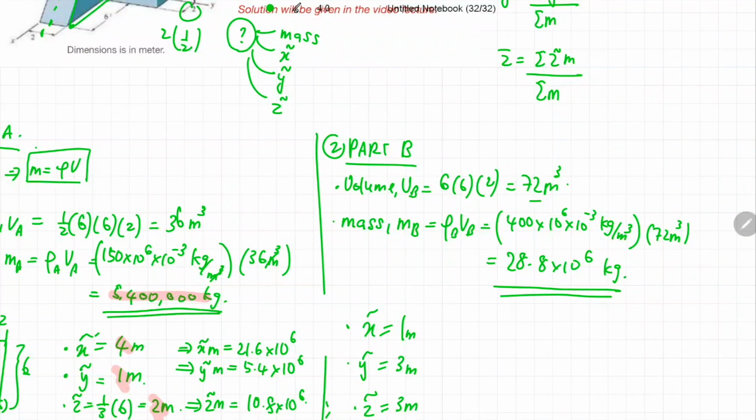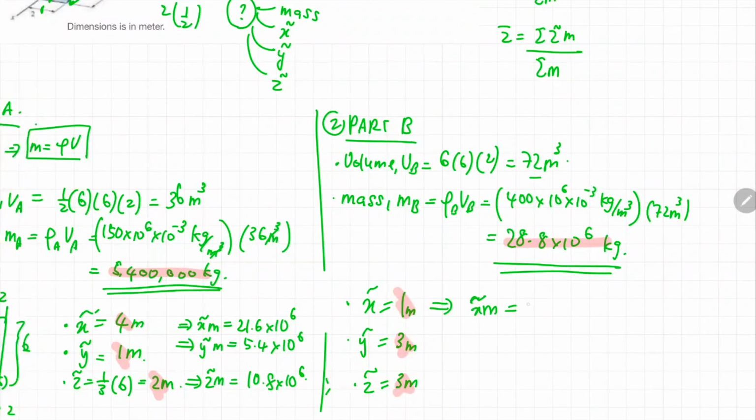I'm going to go through this part very fast because you should repeat the same step as the previous one.